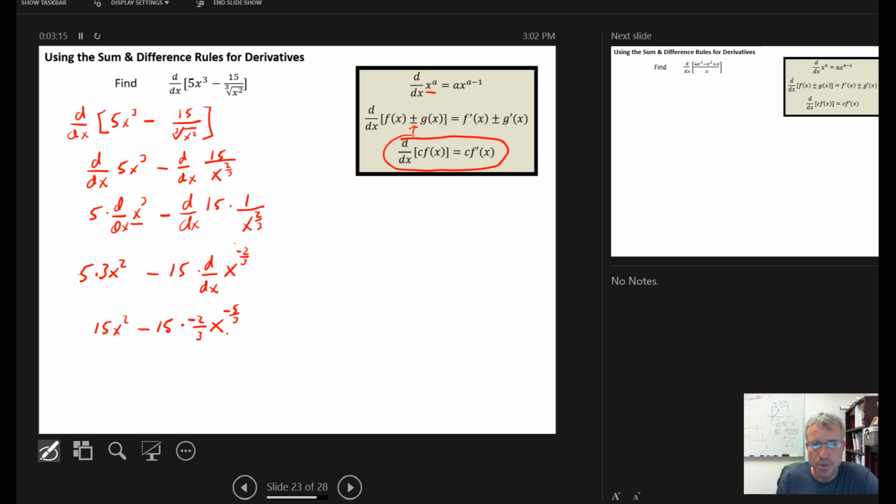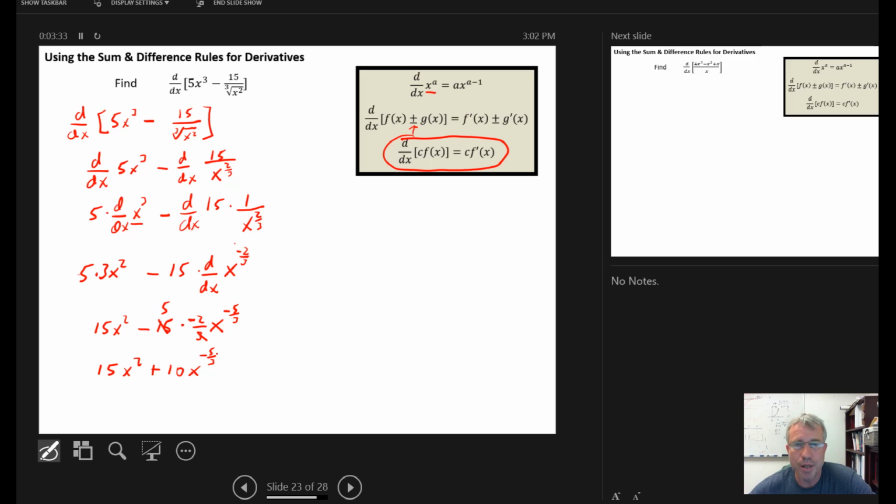And then I can do some simplifying here because 3 will go into 15 5 times. I get 15x squared. A negative times a negative is a positive. And 5 times 2 is 10x to the negative 5/3.